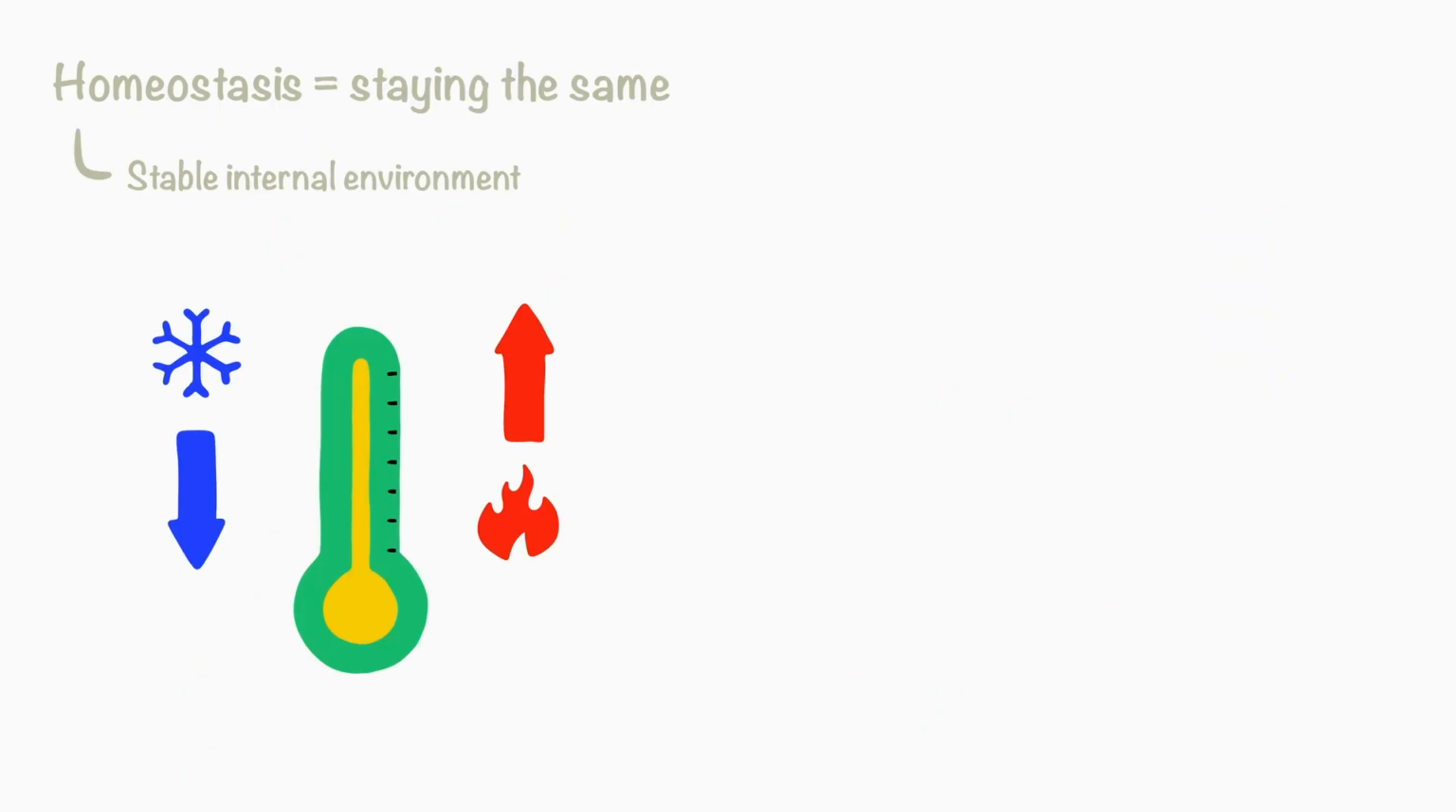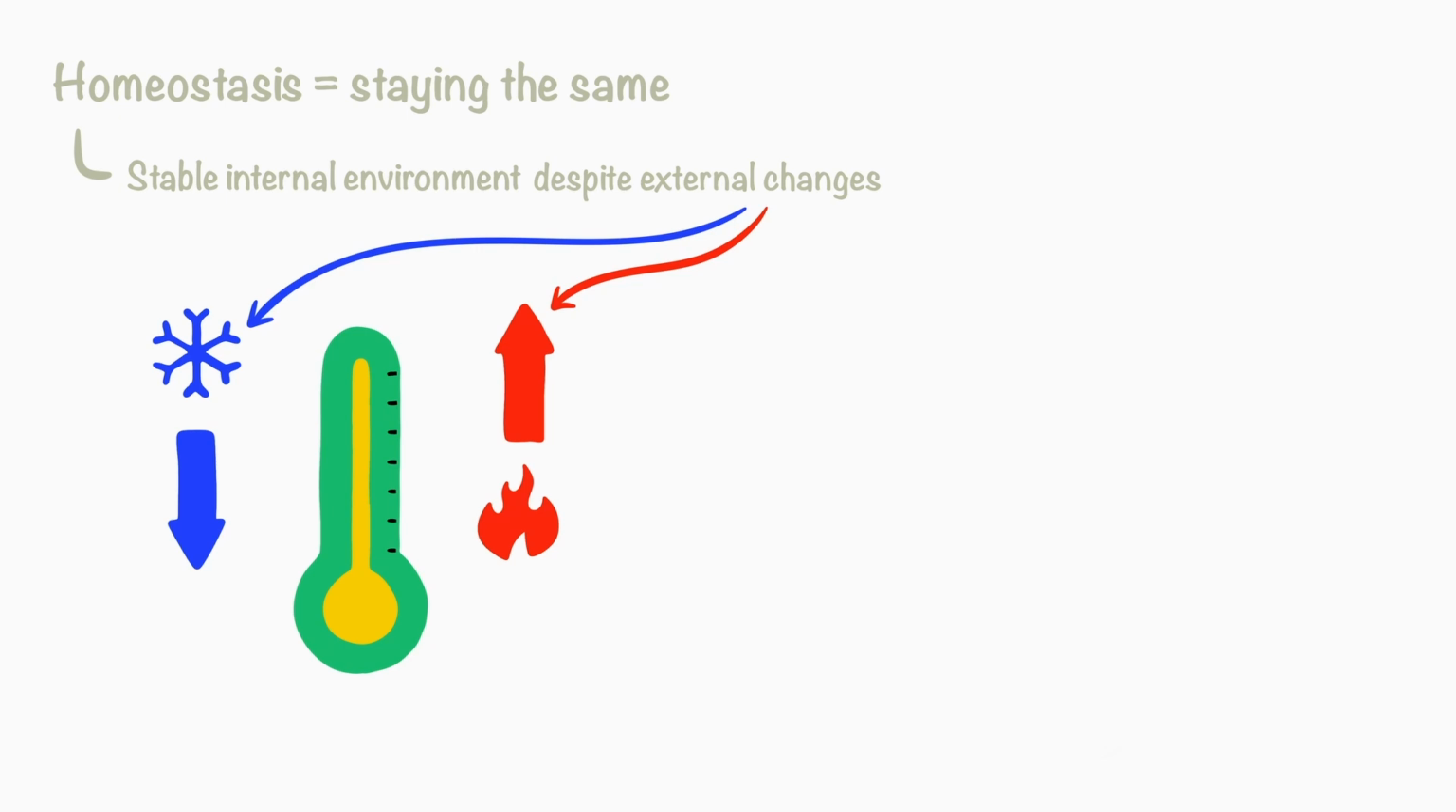Homeostasis comes from Greek words meaning staying the same. It refers to the process of maintaining a stable internal environment within our bodies. The conditions inside your body need to be kept steady, even when the external environment changes. This stability is crucial for survival.